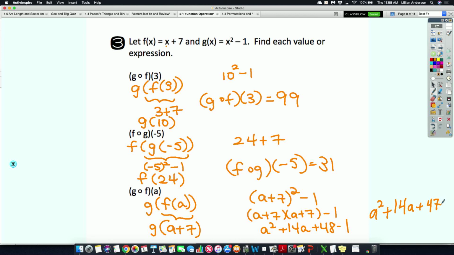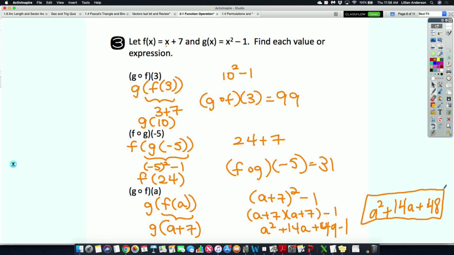Oh, you're right, it is 48. Sorry, I jumped the gun. I see the answer already in my mind. This one should have been a 49 minus 1, and I jumped the gun. It should have been 48 here for our final answer.